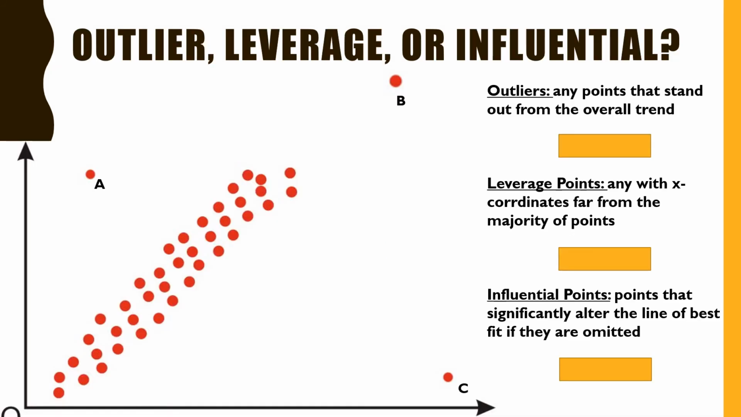So the last thing I'd like you to do is, if we look at these 3 points, A, B, and C, I want you to pause the video for a moment and determine which of these points would be considered outliers, which ones would be considered leverage points, and which ones would be considered influential points. Take a moment, pause the video, and see if you can determine which would be each of those. You will have multiple outliers, multiple leverage points, and multiple influential points.